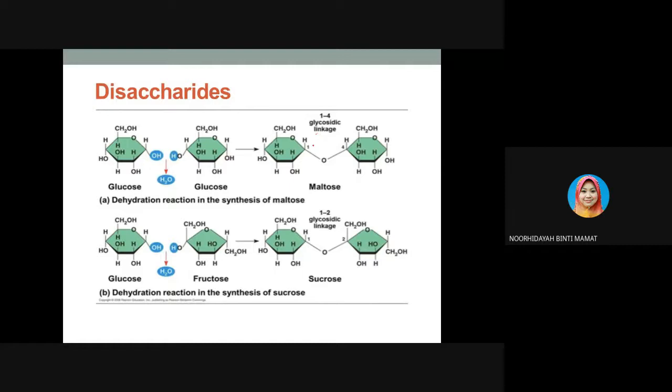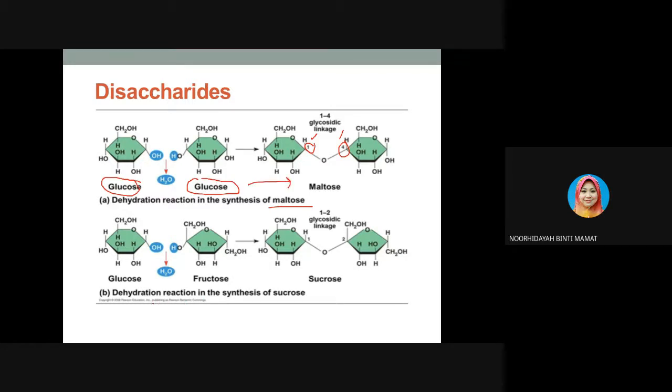Okay, so they are joining of 1 and 4 of hydrogen here. So this is the example of maltose. The dehydration reactions in the synthesis of maltose, which is the combination of glucose and glucose. So they can become the maltose.